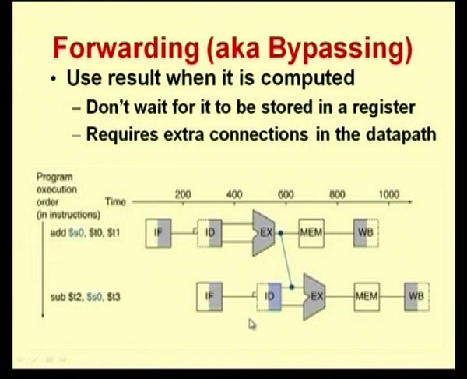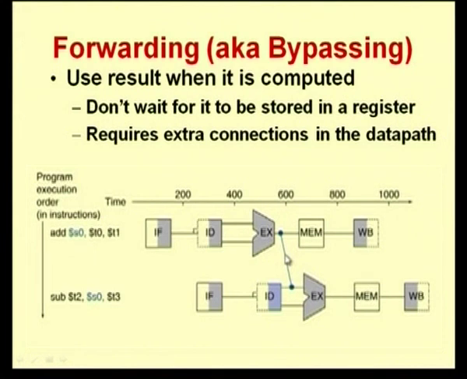Okay. But now, in the decode stage, if I read the value of S0, I would have got a wrong value. Okay. But when is this S0 value required? When this instruction goes into the execution stage. When is this going to go into the execution stage? Only between this time at time 600. At time 600, the value is available at the output of EX, right? Because add has completed execution. So at 600 time, the value S0 is available here.